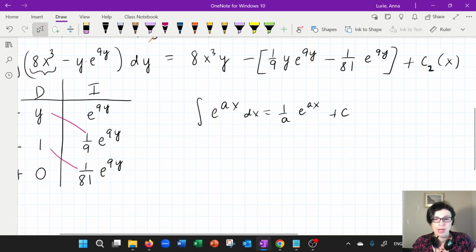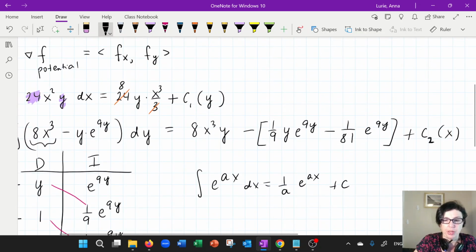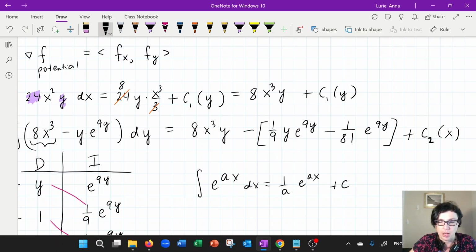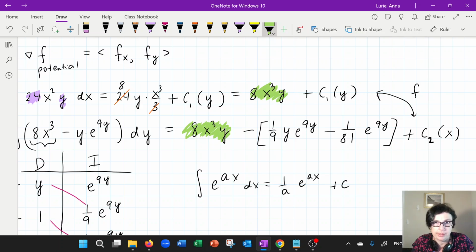And what we want to do now is we want to compare the two answers. So let me rewrite them side by side. So the first answer was 8x cubed y plus something that has only y in it. And then this is our second answer. Now, these two answers must be really one and the same thing. Both of these should be the same function f. So what's what here? One thing to note here, that we have something called a mixed term. 8x cubed y and 8x cubed y is a mixed term. Mixed terms must always be the same. Otherwise, there is no way to get the same answer, right?